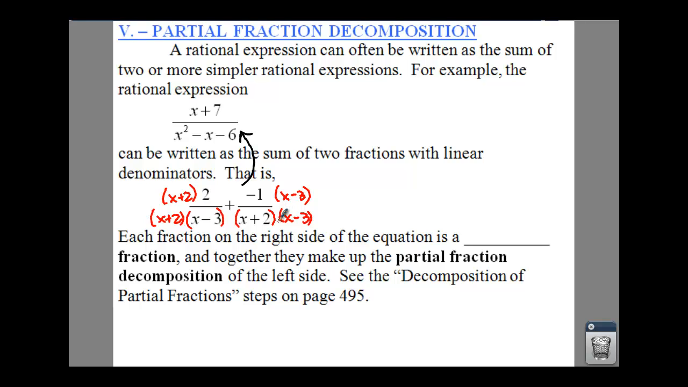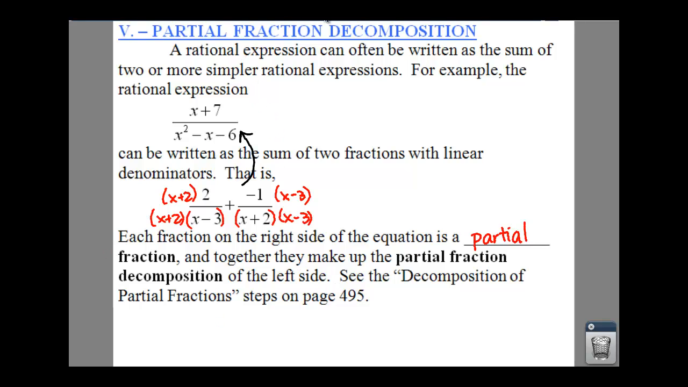So, anytime you have a fraction on the right side of an equation, this is what we call a partial fraction. So what that means is these are your partial fractions. Together, they make up your partial fraction decomposition.